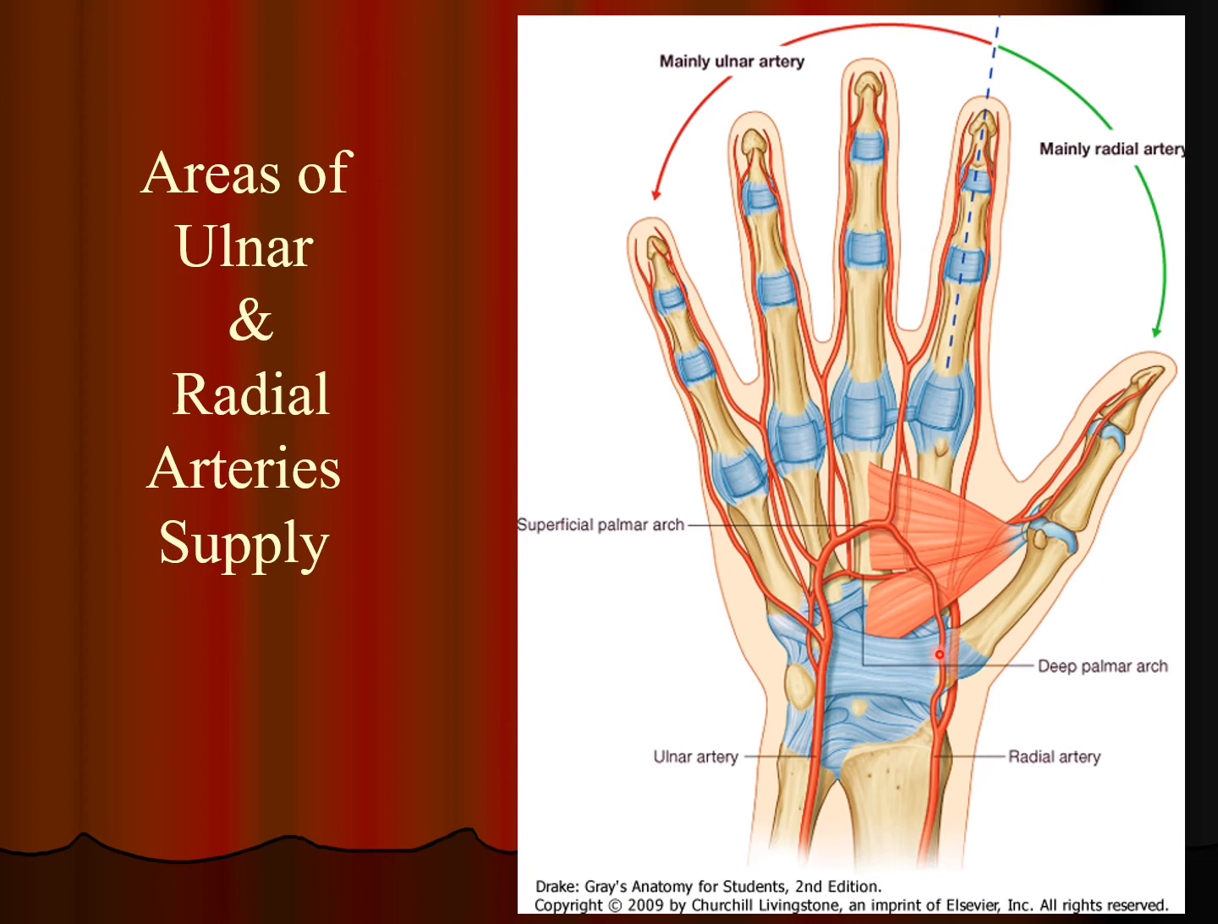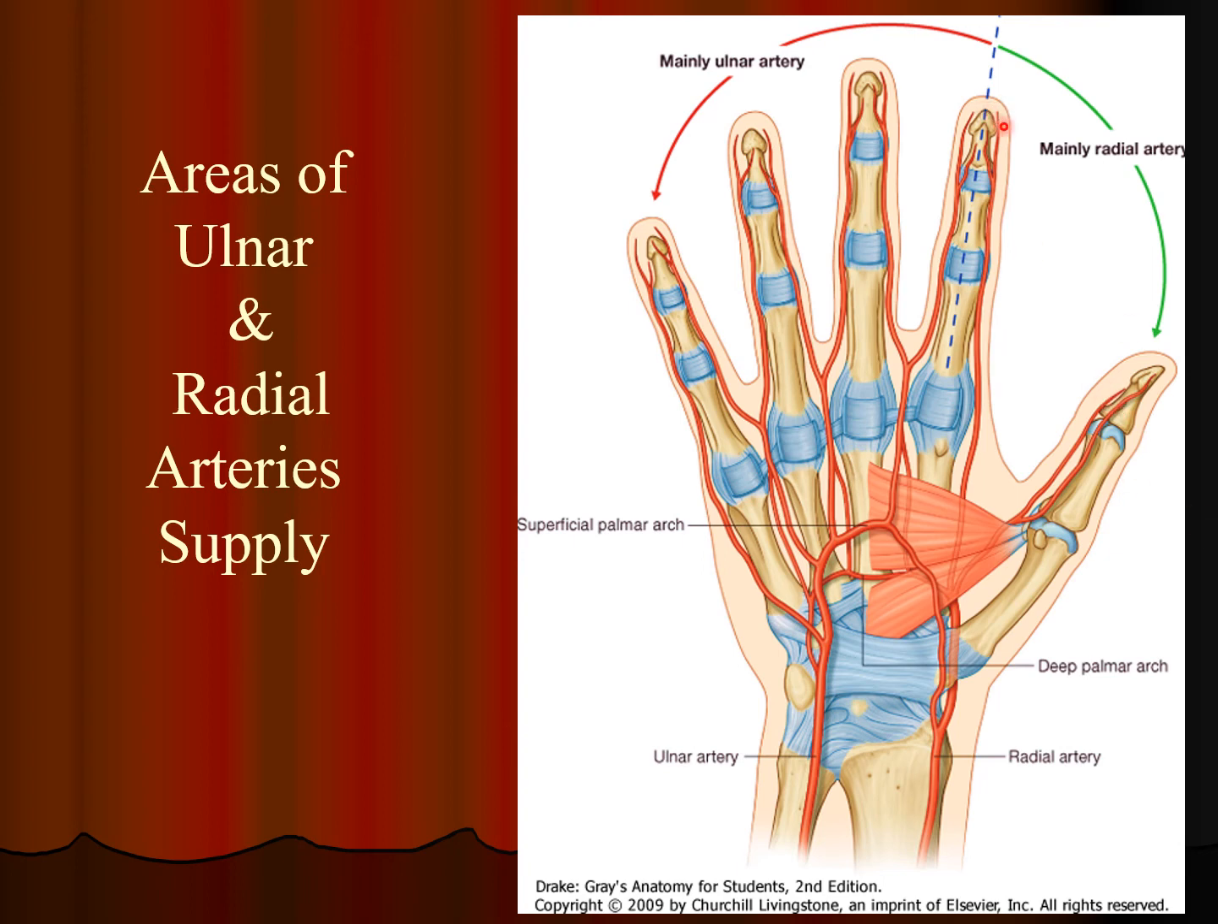The superficial of the ulnar meets with the superficial of the radial to form the superficial palmar arch, and the deep branches of both will form the deep palmar arch. And here you can see the radial artery gives two branches. One is towards the thumb, that is princeps pollicis, and the second towards the lateral aspect of the index finger, that is radialis indicis.